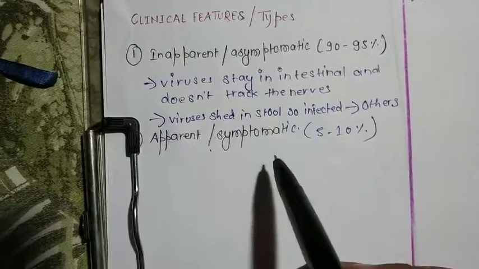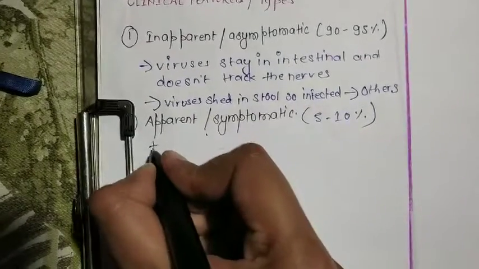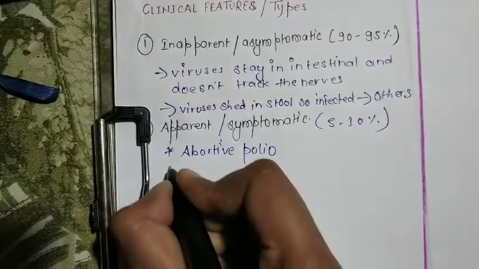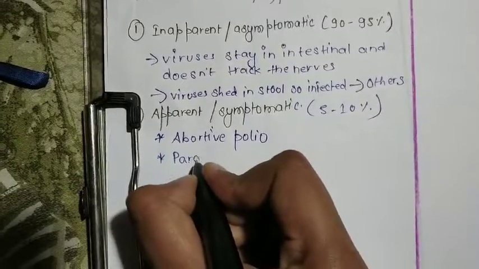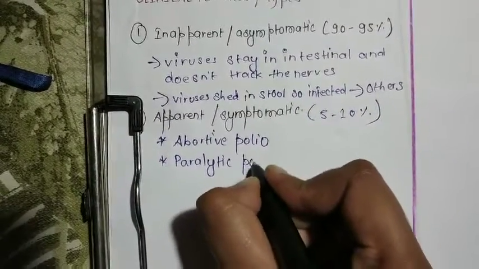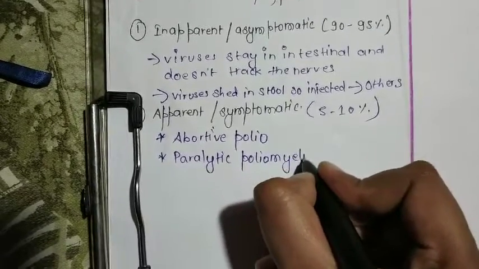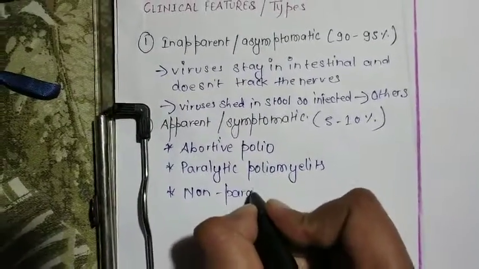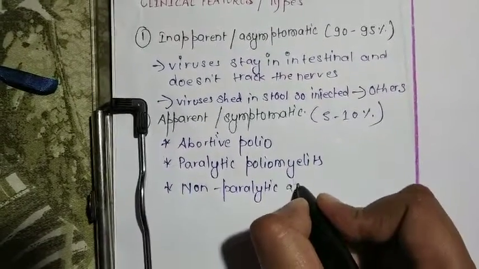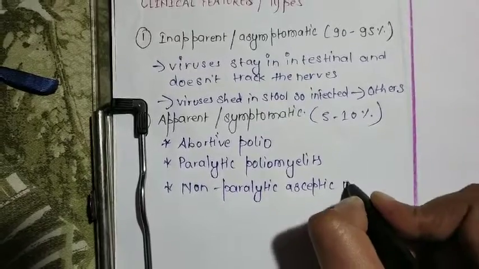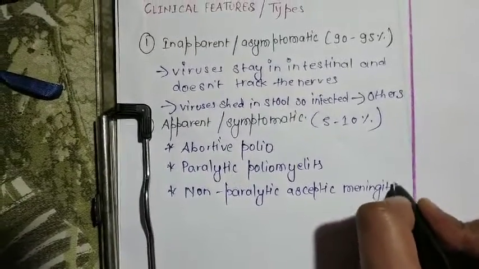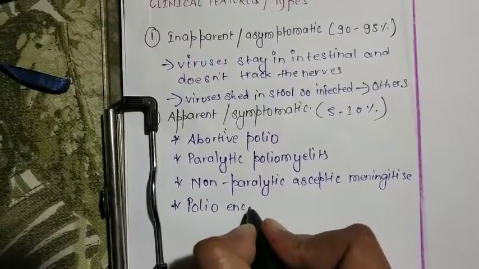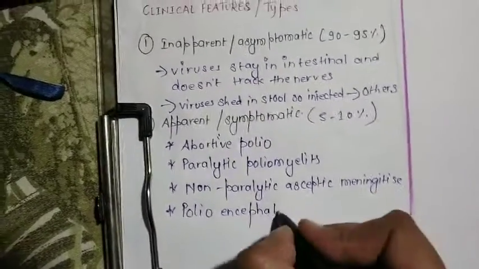But in the case of apparent and symptomatic infection, it shows abortive polio, paralytic poliomyelitis, and third, non-paralytic aseptic meningitis, and the last one is polio encephalitis. Now we are going to discuss one by one.